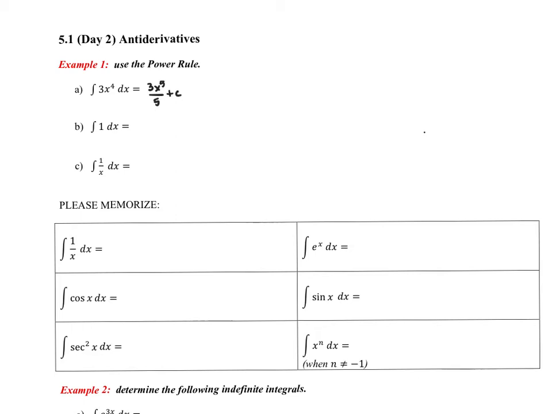of 3x to the 4th with respect to x. You could find the derivative of your antiderivative and show, again, verifying that 3x to the 4th is the derivative of 3x to the 5th over 5 plus c. For part B, you should get x plus c. For part C, maybe you struggled with this, but we're going to have the natural log of the absolute value of x plus c. We won't talk about why the absolute value is used here, but use it, okay?